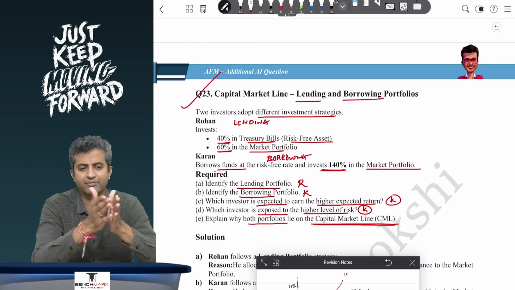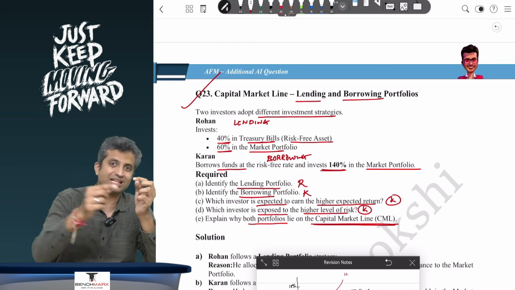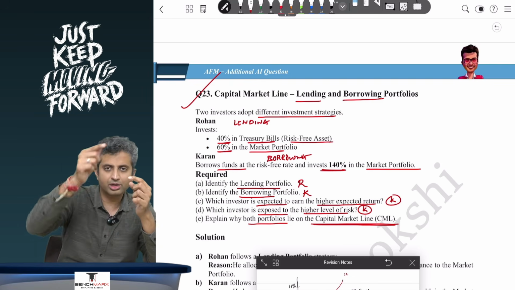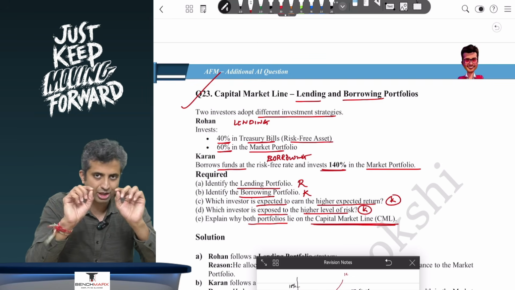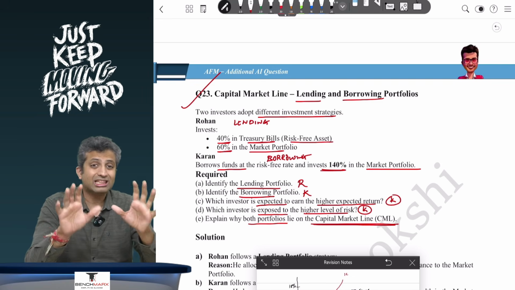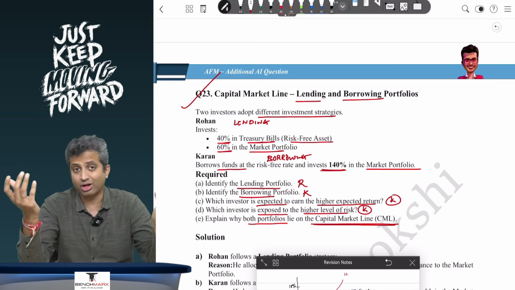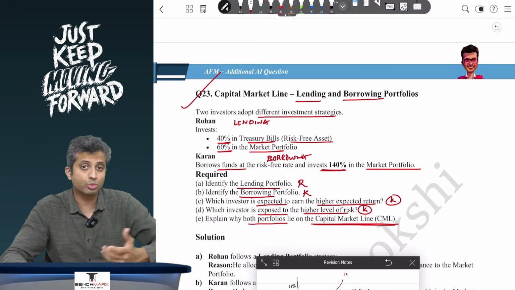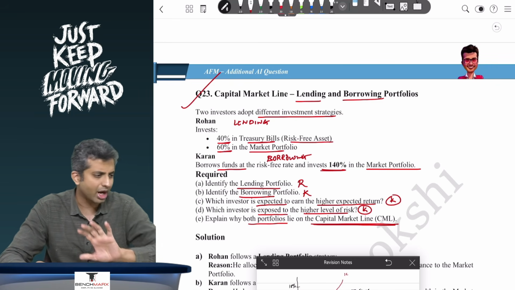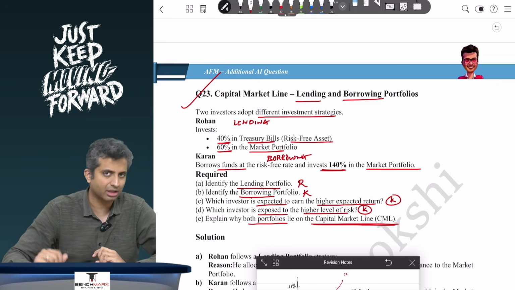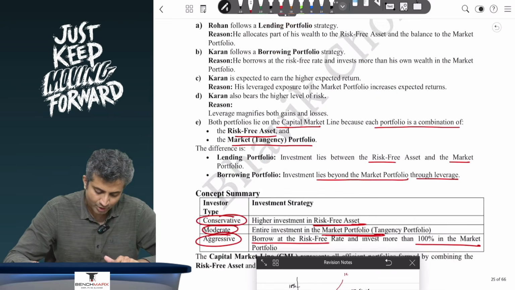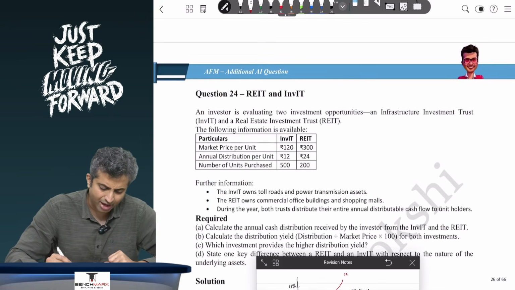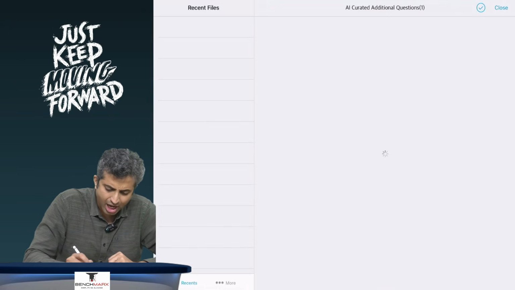And you have, for example, the tangency portfolio, where the efficient frontier and your indifference curve are tangent. They can make an MCQ, a theory, or who knows, a small descriptive or numerical based on that. So now I think you should have a slightly better idea of these concepts. Okay, next you will have a REIT and InvIT.